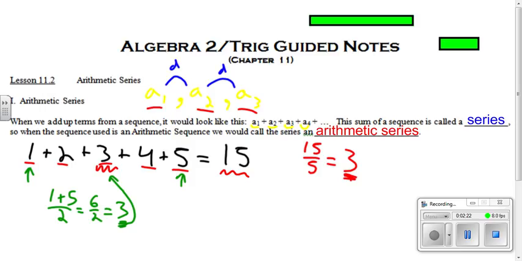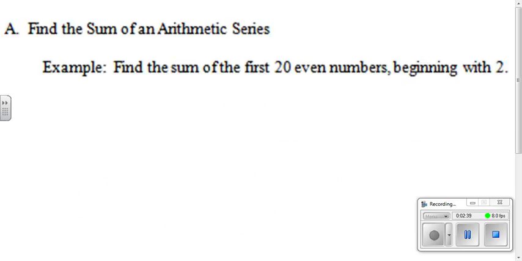So you would find the average of all your numbers times however many numbers there are. That equals the sum, or what we'd call the sum of this series. So keeping that in mind, that it's always going to be the average times the number of terms, if we wanted to find the sum of the first 20 even numbers beginning with 2, well, there's going to be a couple different formulas here we can find out.